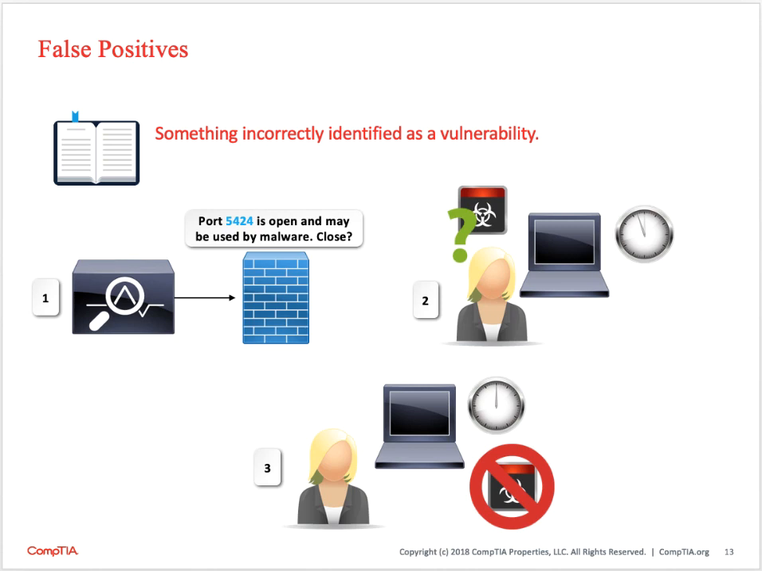We also have something called a false negative. This is a tool that identifies something as not being a vulnerability, but it actually is a vulnerability. So in this case, we might have a vulnerability that goes undiscovered for a long time, and then we end up having really bad things happen to us. So that would be a really bad failure on the scanning tool's part, right?